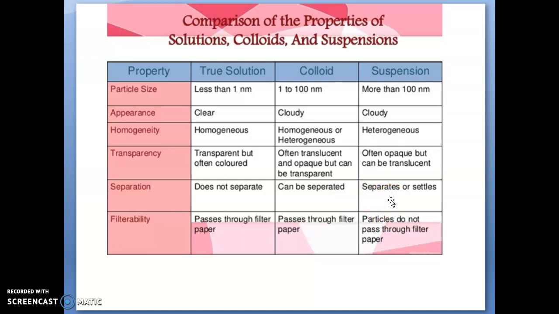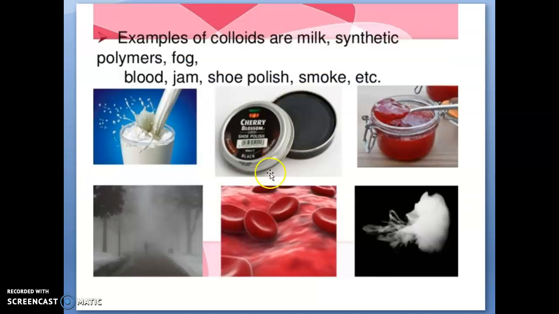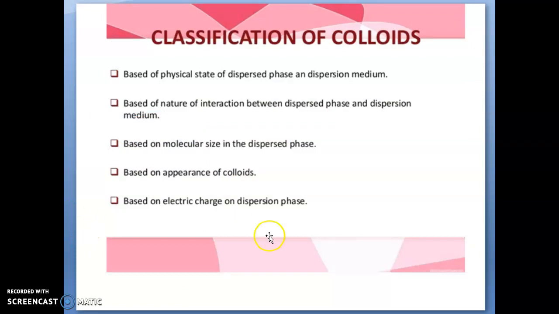Or sometimes after keeping for some time the particles will settle out. That is the suspension. Filterability: a true solution passes through a filter paper. A colloid also passes through the filter paper, but in a suspension the particles will not pass through the filter paper. These are colloid examples, some jam or something. Smoke etc. are examples for colloids. And next we are going to look at the classification of colloids.